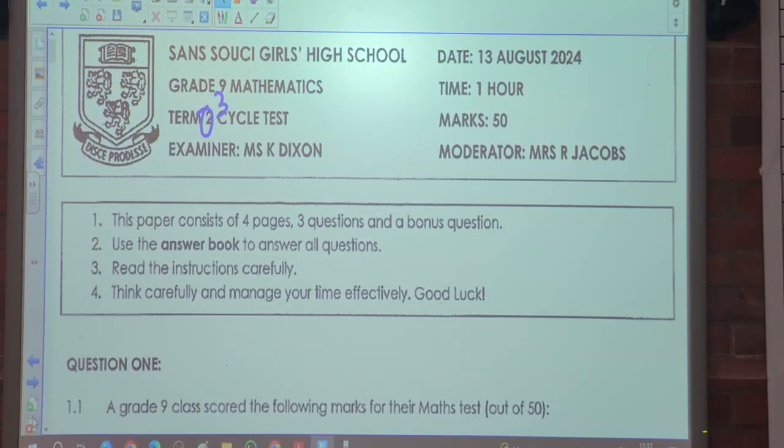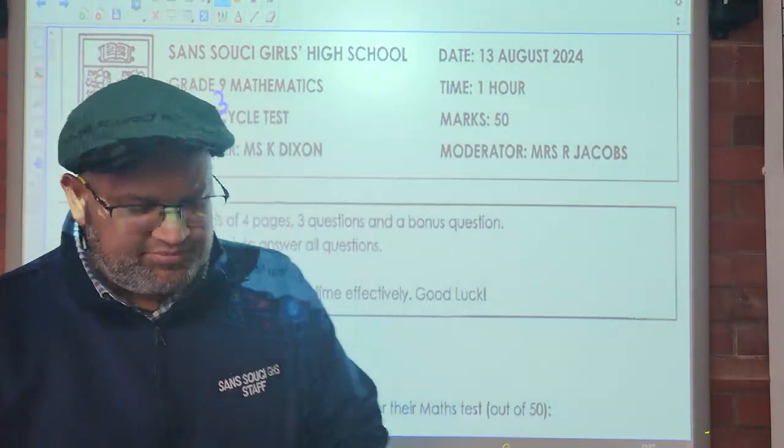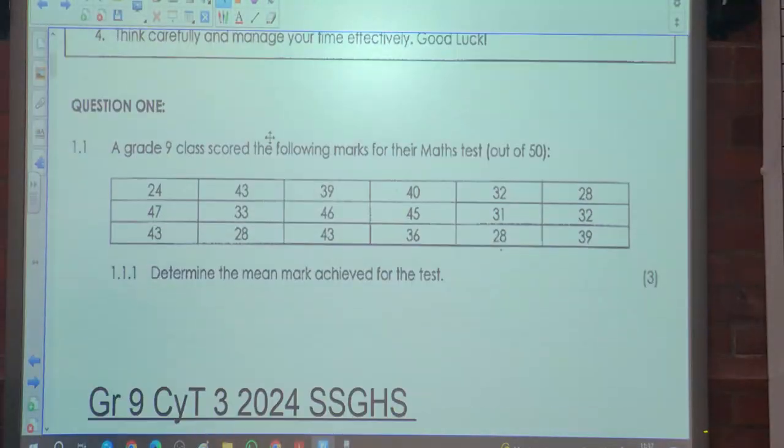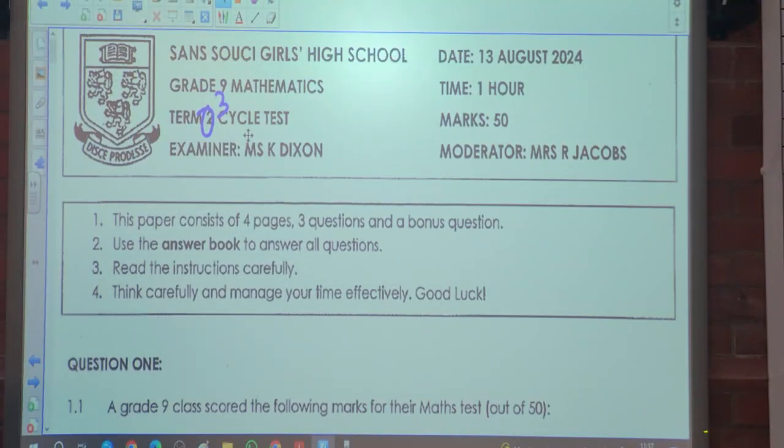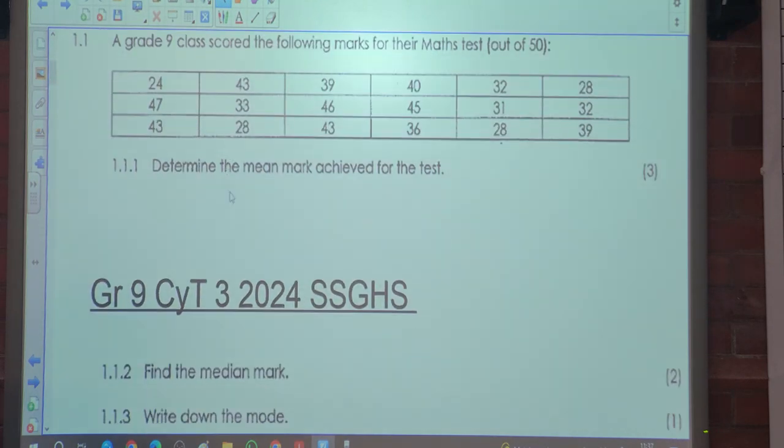Okay, good morning class. So today we're looking at cycle test 3, the test that you guys have just written. It was 1 hour for 50 marks. So we started with question 1. We are told that a grade 9 class scored the following marks for their maths test out of 50.